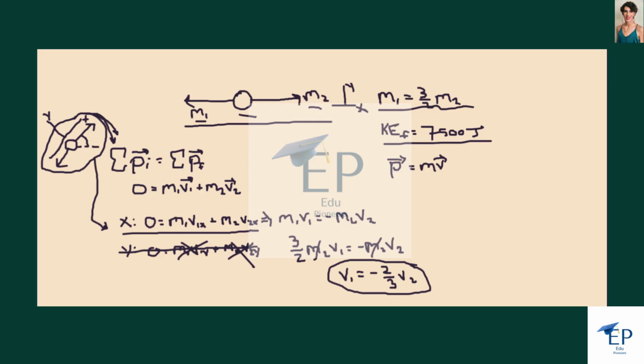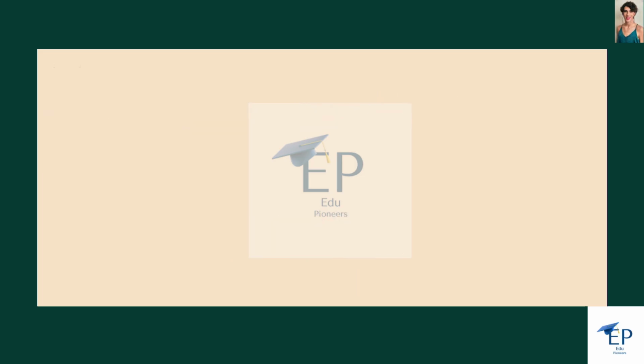Of course, the problem asked us, this particle decays, splits into two pieces. What's the kinetic energy of each piece? Well, we know each piece has a certain kinetic energy. The kinetic energy of the first piece plus the kinetic energy of the second piece, together, have to be equal to the total kinetic energy after the decay, or after the explosion, which we said is 7,500 joules.